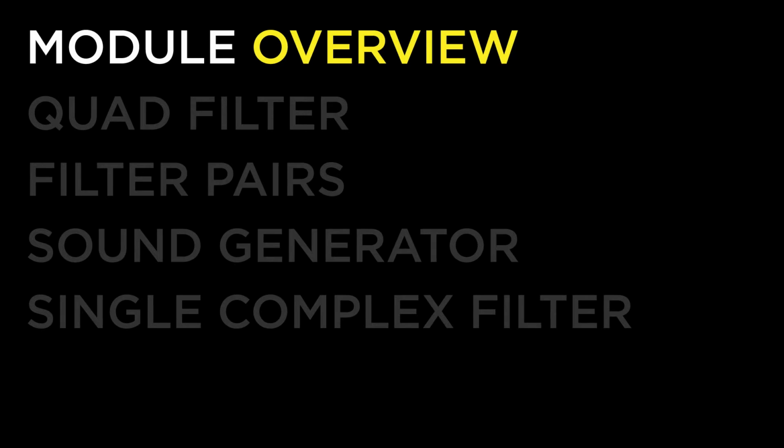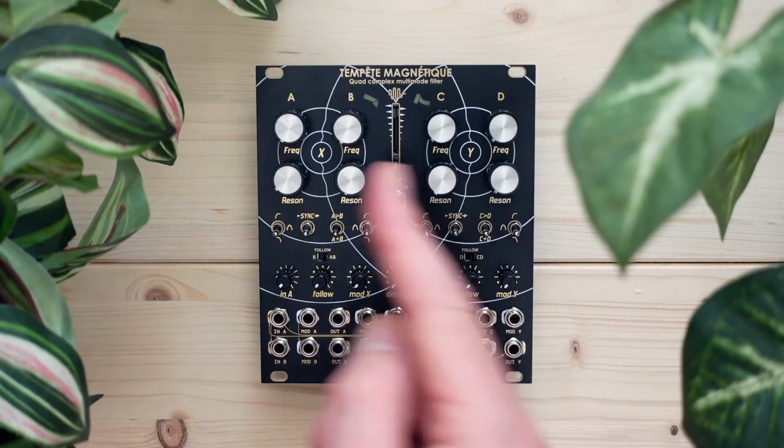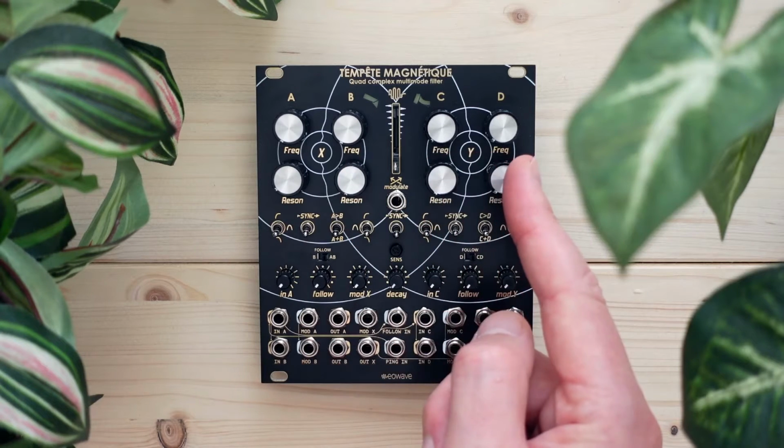But now, let's dive right in. The Tempête Magnetique is a module I have to explain in several layers, starting with looking at the module as a quad filter. Of course, if you like audio demos first, you can use the timeline to jump straight to those. The module holds 4 identical 12 dB per octave filters, called A, B, C, and D.